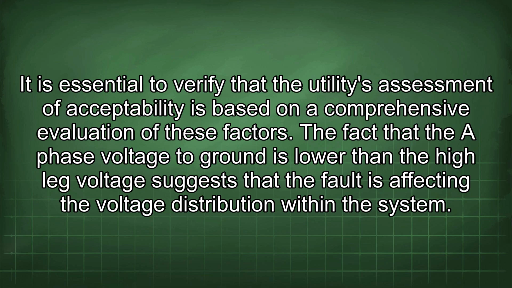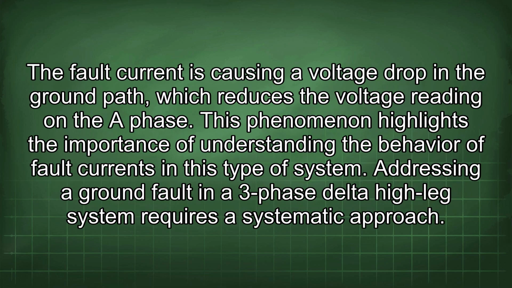The fact that the phase voltage to ground is lower than the high leg voltage suggests that the fault is affecting the voltage distribution within the system. The fault current is causing a voltage drop in the ground path, which reduces the voltage reading on the phase. This phenomenon highlights the importance of understanding the behavior of fault currents in this type of system.